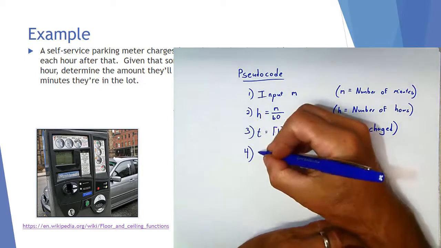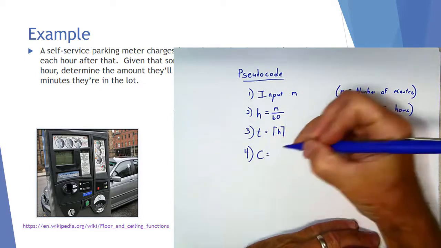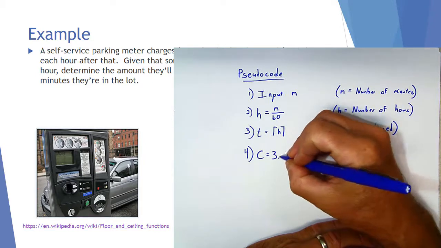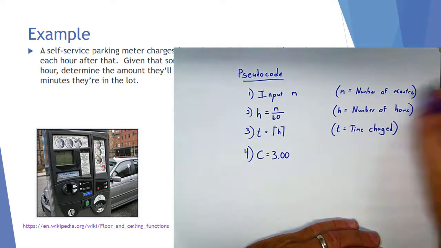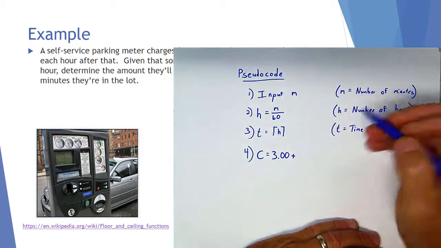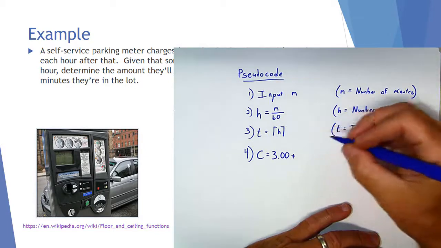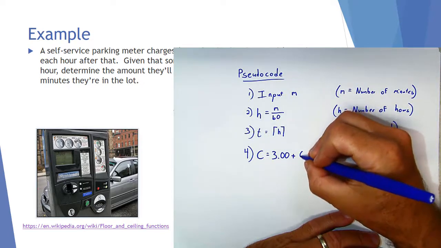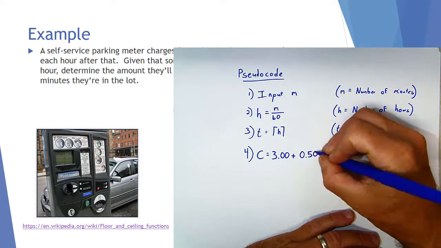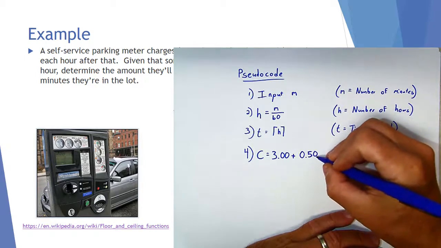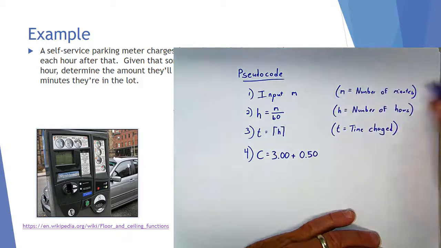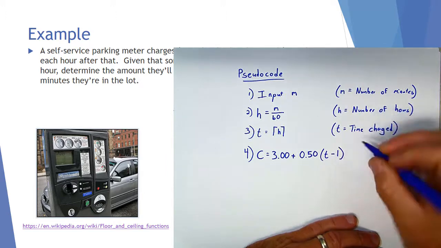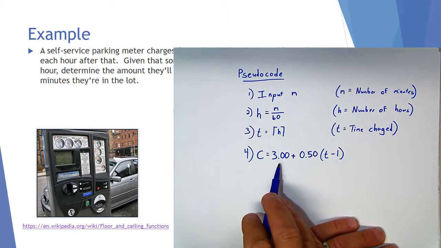Now we'll let C be what the total charges are for this. Keep in mind that it's going to charge us $3 for the first hour, so no matter what, we're going to pay $3. And then we're going to get charged 50 cents for every hour after that. Now, if we park for 2 hours, we're not going to get charged 50 cents twice. We already paid for the first hour in our $3. So 50 cents shouldn't be charged by the amount of time we're being charged for. It should be the amount of time minus 1 hour, because the $3 pays for the first hour.